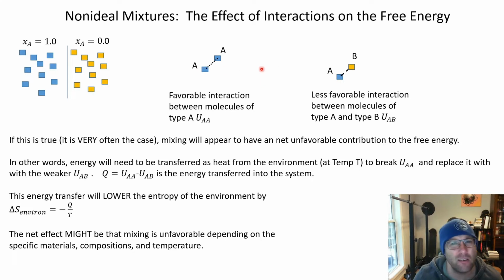So I guess we should say this doesn't have to always be the case, but this case that we're sketching out in these cartoons is common enough that it's the one we need to analyze. So if you had an opposite case where the interaction between AB was more favorable than the interaction between AA, in that case, it's almost like an ideal mixture, right? Because mixing is then always going to be guaranteed to minimize the free energy no matter what happens.